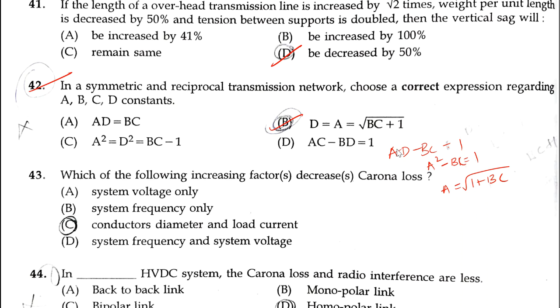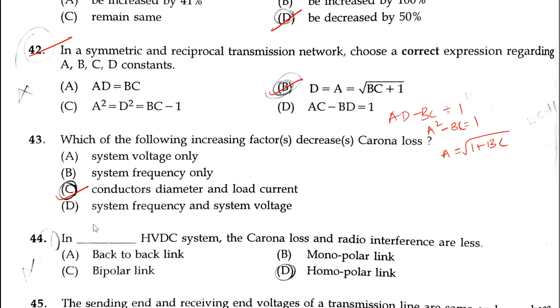Next one, which of the following increasing factors decrease coronal losses? So increasing factor decrease coronal losses means it's a conductor diameter and load current. So answer will be C here.